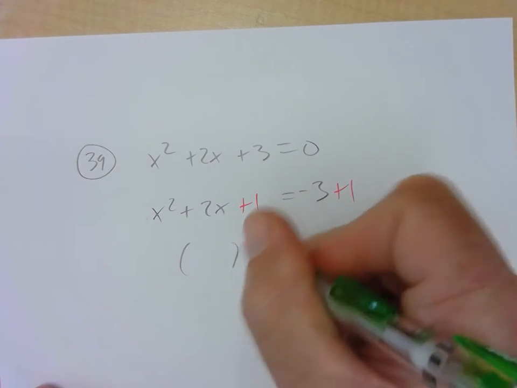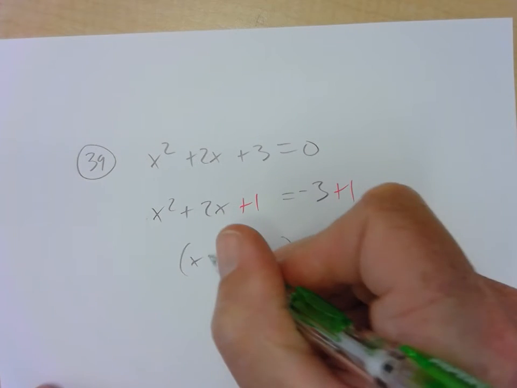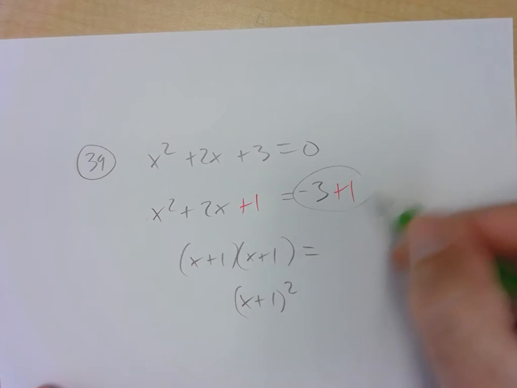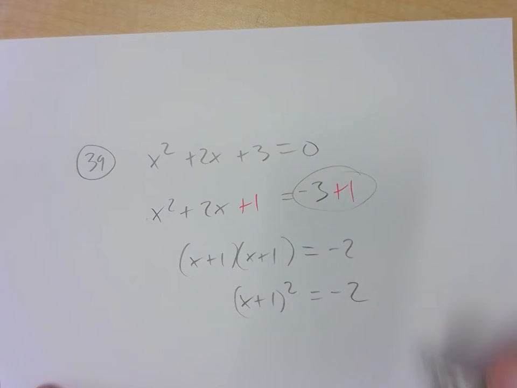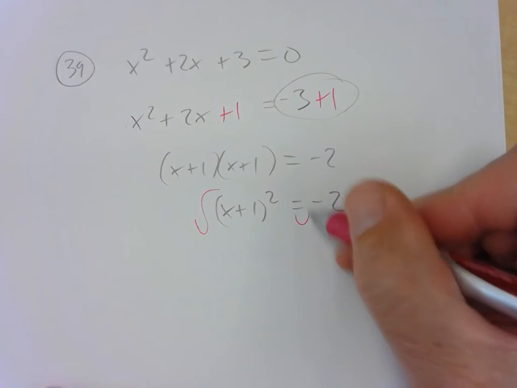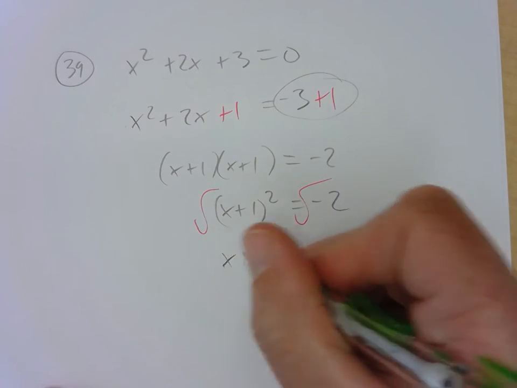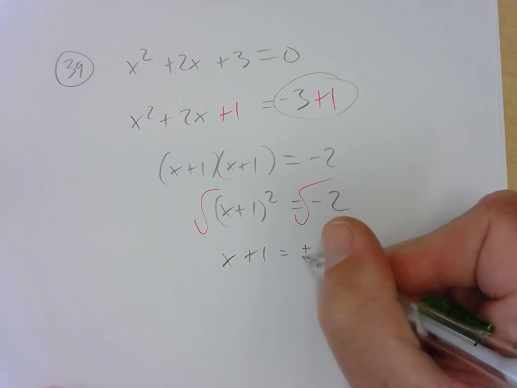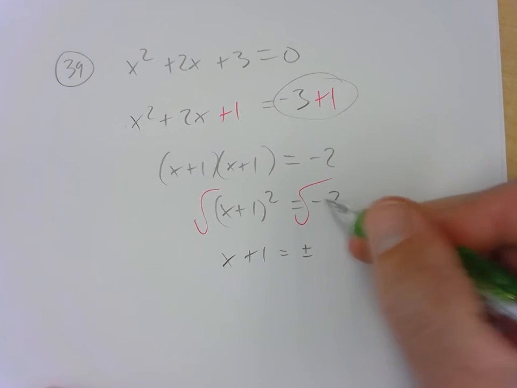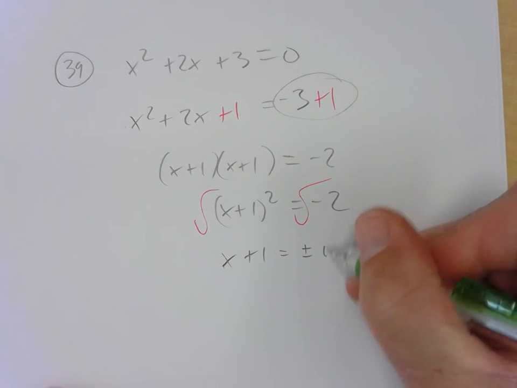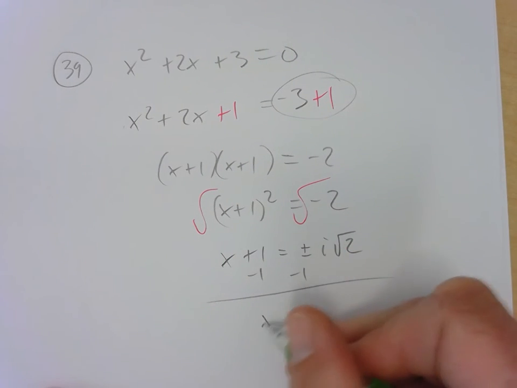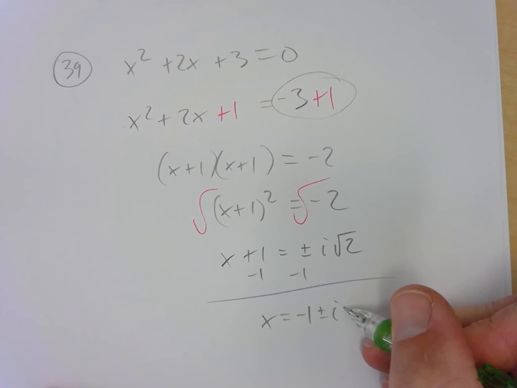And then we factor x plus 1, x plus 1, and then this goes together to make negative 2. Then we take the square root, right? That's an important part of completing the square. So we get x plus 1 is equal to plus or minus. Now, this has a negative in there, but that negative gets factored out, and it's the square root of negative 1, so it's i radical 2. And then we bring the 1 over, so we get x is negative 1 plus or minus i radical 2.